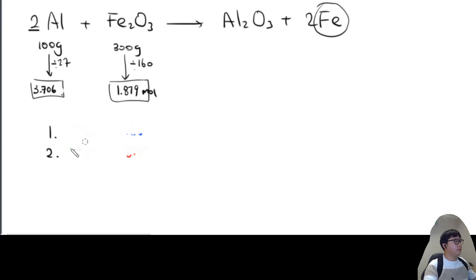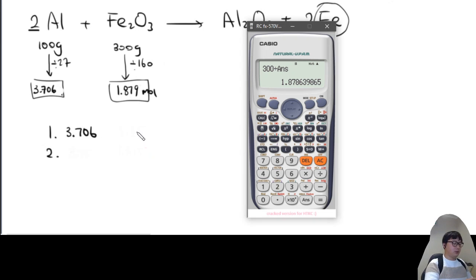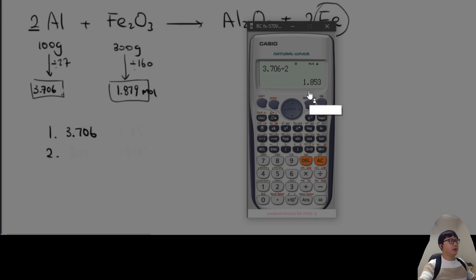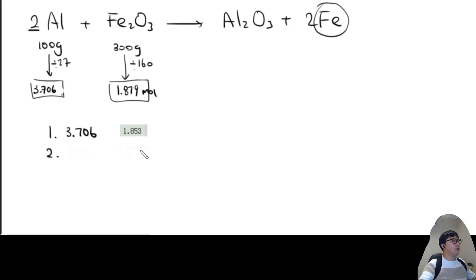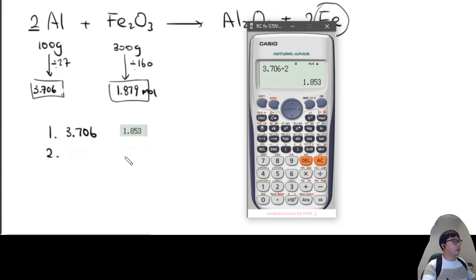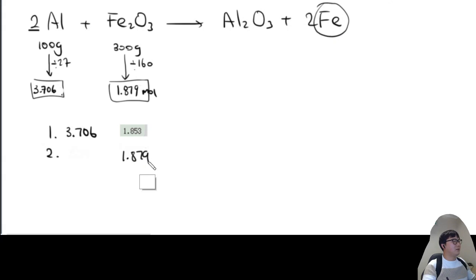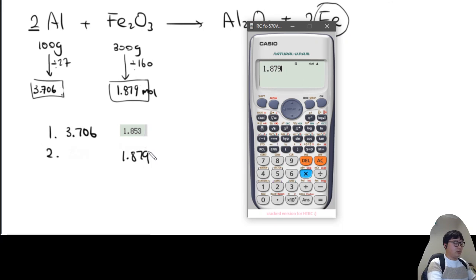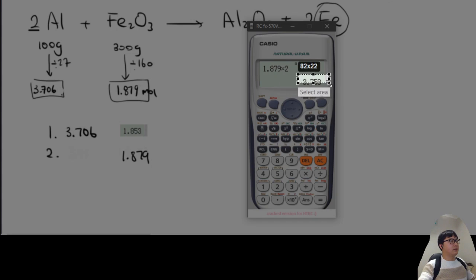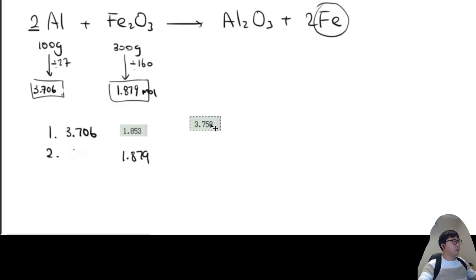So let's do it again. What you need to do is build two scenarios, okay? So if I am to use all of this, how much do I need? 3.706 divided by 2 is equal to 1.853. And if I am to use all of that, that's really close, then it's 1.879 times 2. Then you get 3.75758. So which one is an impossible scenario?